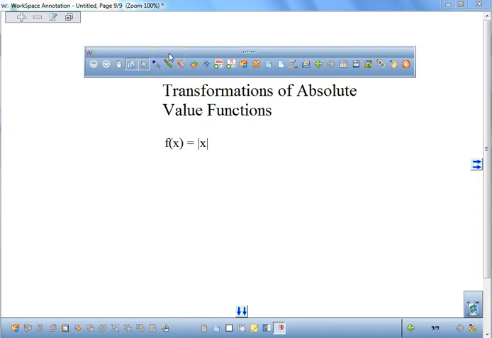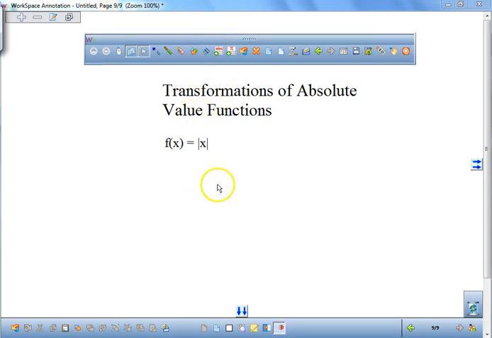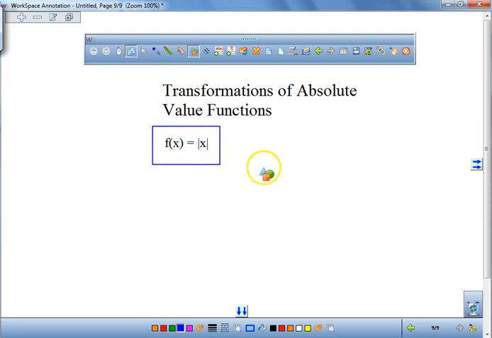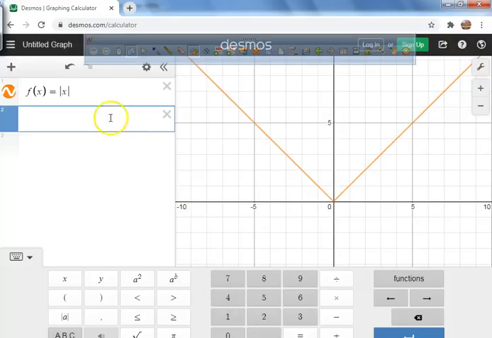All right, today what we're going to be doing is talking about transformations on absolute value functions. So the absolute value function is this function right here known as f of x equals the absolute value of x. Now what would that look like? Here we go. I've typed it in. F of x equals the absolute value of x. So you can see what the graph looks like.